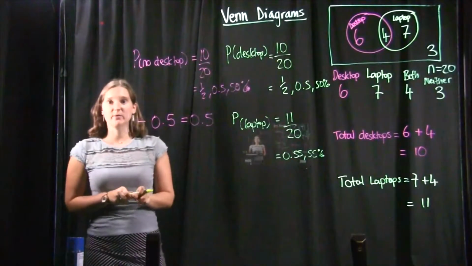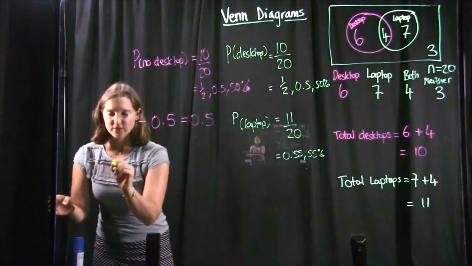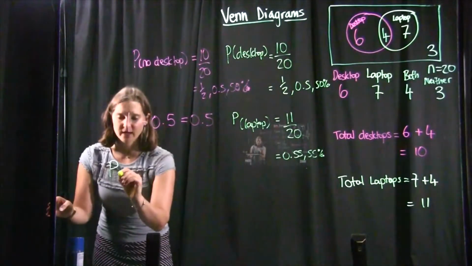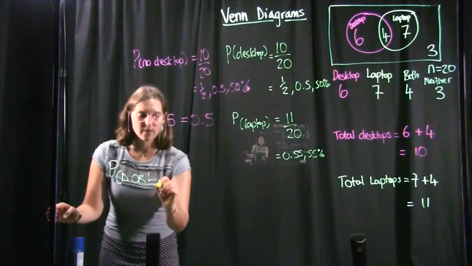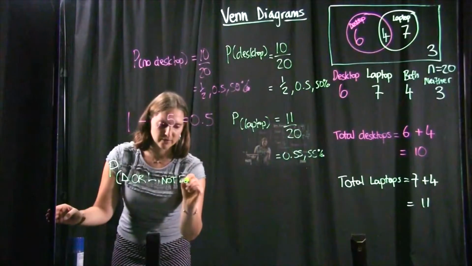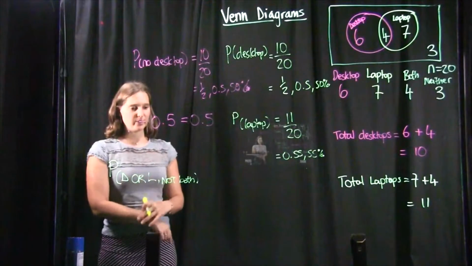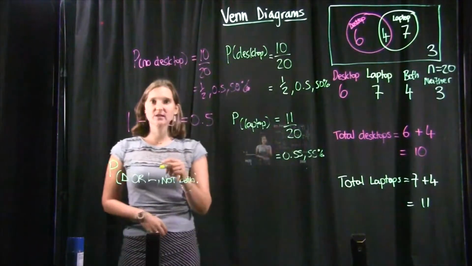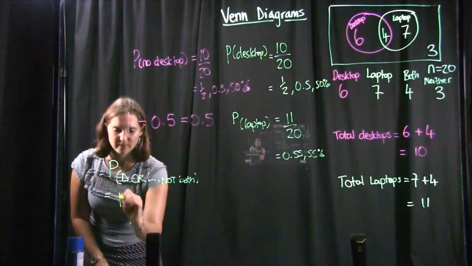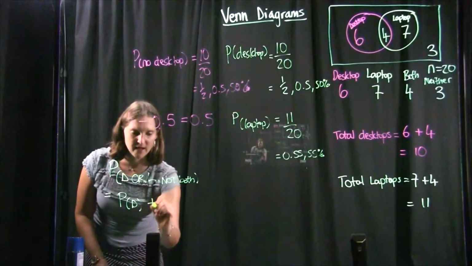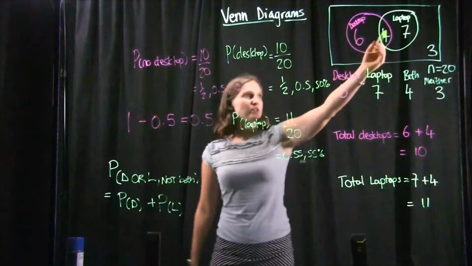So now we're going to make it a little bit more complicated by adding the and, not, or language that we looked at before. So for example, we can do the probability of someone having a desktop or a laptop, but not both. So let's have a look at these together. We want the probability of someone, we can break this down, the probability of having a desktop, add the probability of having a laptop, but not both. So we're not including this 4.